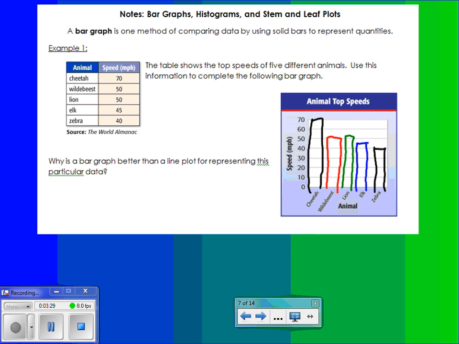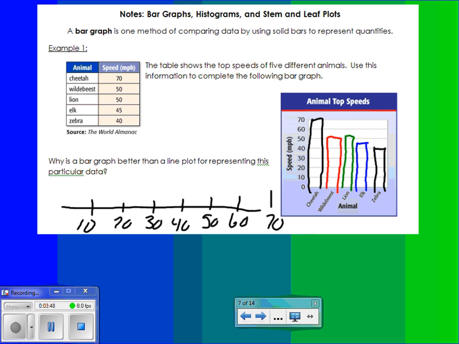Why is this bar graph better to look at than, say, doing a line plot like we did the other day, where we had our number line? We would have had a number line and we would have put X's above the numbers. How would you label a line plot like this if you're trying to compare the two animals? Very good question. Put it under the number. You would have to put it like with the number. We've got two 50s here, so we have to put wildebeest and lion.